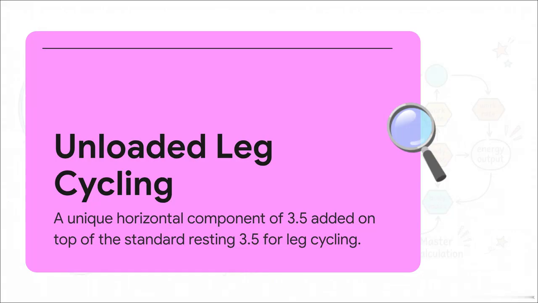Okay, here is arguably the biggest quirk in the entire ACSM lineup. When we look at leg cycling, there's an oxygen cost just to move those heavy pedals with your legs even if there is zero resistance on the flywheel. This is called unloaded leg cycling, and it gives us a horizontal component value of 3.5. So your leg cycling equation actually begins with 3.5 for resting, plus another 3.5 just for unloaded pedaling. Arm cycling, on the other hand, is much lighter and has absolutely zero horizontal component.